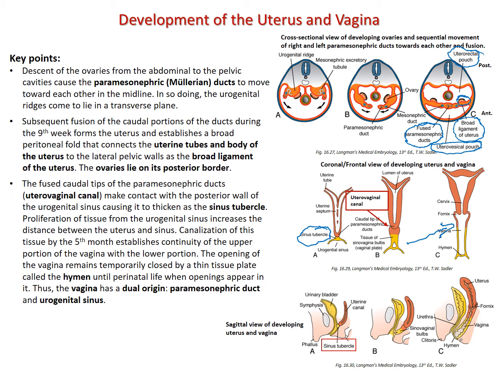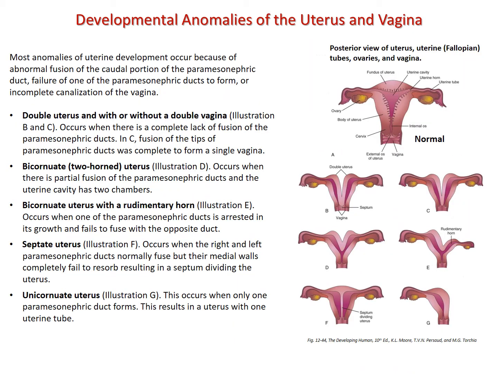The opening of the vagina remains temporarily closed by a thin tissue plate called the hymen until perinatal life, when openings appear in it. Thus, the vagina has a dual origin of paramesonephric duct and urogenital sinus. Most anomalies of uterine and vaginal development either occur because of abnormal fusion of the caudal portion of the paramesonephric duct, failure of one of the paramesonephric ducts to form, or incomplete canalization of the vagina.